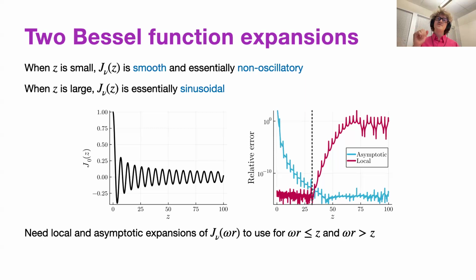So the idea is we'll use a local expansion for small arguments, so omega times r less than some threshold z, and an asymptotic expansion when the argument is large, greater than this threshold z. On the right, we show a plot of two complementary error expansions. We've picked a particular local and asymptotic expansion so that if we evaluate the Bessel function using either one, the relative error is small at the beginning for small arguments using the local expansion, and then transfers to being small for the asymptotic expansion if the argument is larger than this crossover point or threshold z. So the central idea is to develop these two complementary error expansions.